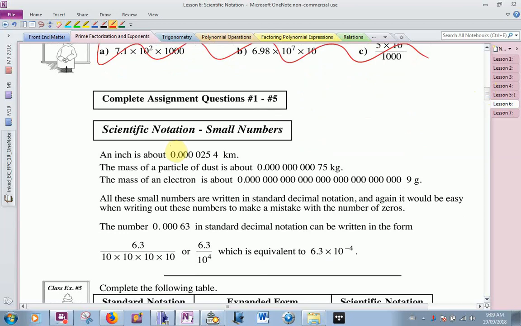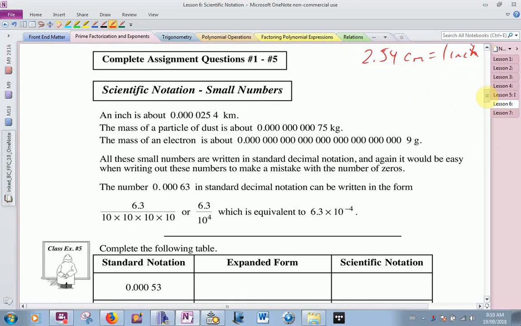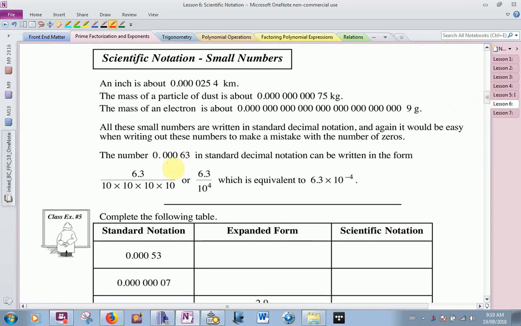Now we're going to do small numbers. We're going to have to go the opposite direction. Because this still makes sense. An inch is 0.0000254 kilometers. Okay? Does that number ring a bell? 2.54? 2.54 centimeters is 1 inch. Right? But this is kilometers, so there's a lot more zeros there in front of it.